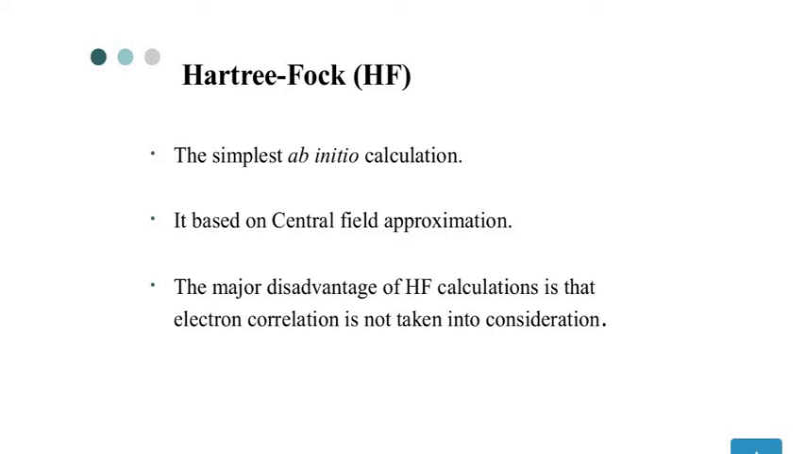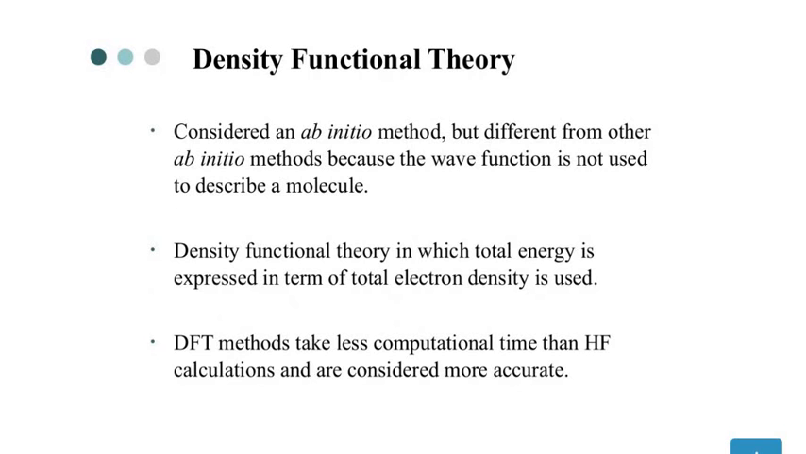So what is Hartree-Fock, HF? It is the simplest ab initio calculation. It is based on the central field approximation. The major disadvantage of Hartree-Fock calculation is that electron correlation is not taken into consideration. This is a very important point. Electron correlation is not taken into consideration.